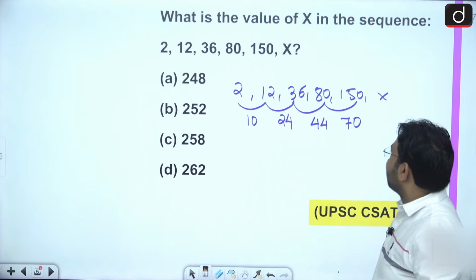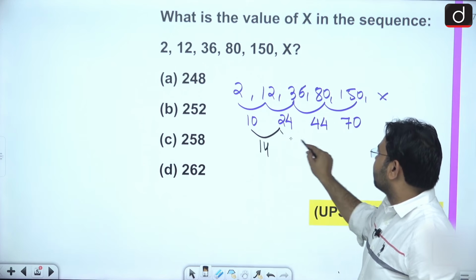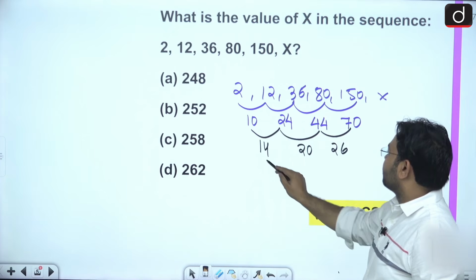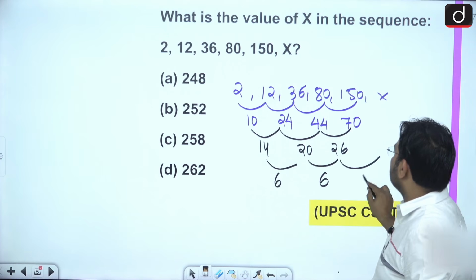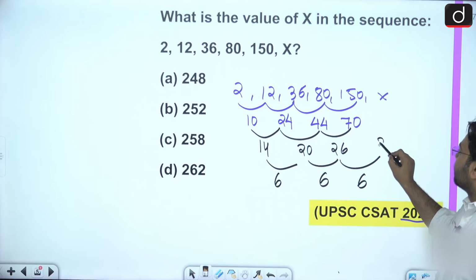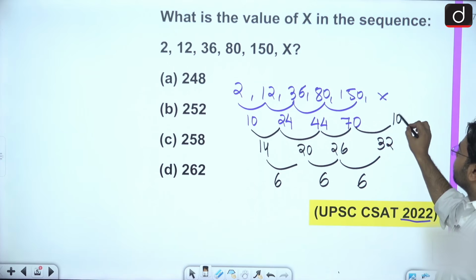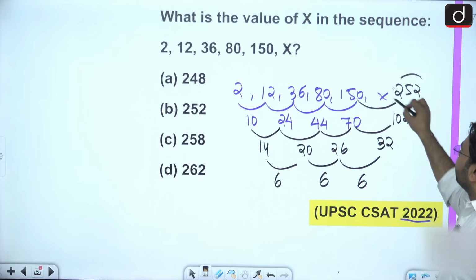24 and gap of this 14, then 20, then so gap of this is and this, then again 6, 26 plus 6 is 32 and 70 plus 32 is 102 and 150 plus 102 is 252.